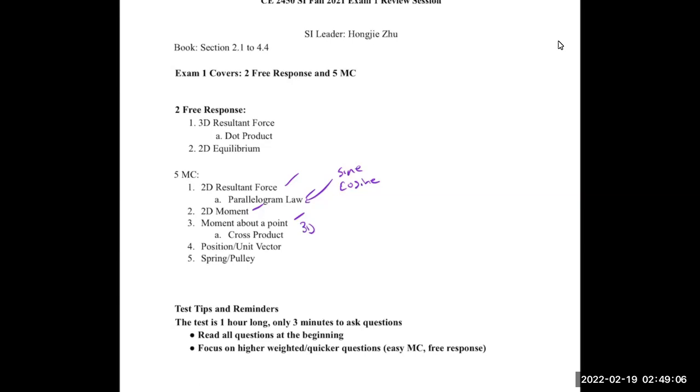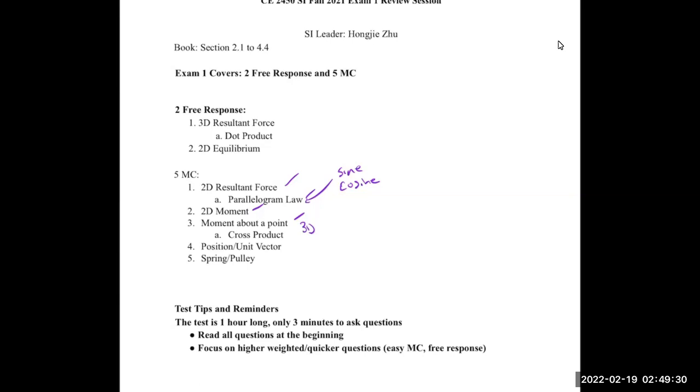And focus on higher weighted and quick questions. If you see a multiple choice problem that you can solve with just one formula, then do it. Or I would suggest working on the free response problems first, because that's going to weigh heavier, and also that's where you're going to spend most of your time.